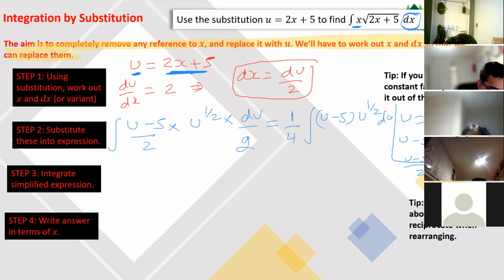Okay, Aryan, what do you think we can do after this step once we're done? Can we integrate u minus 5 bracket u to the power half? Can we integrate this one, Aryan, or no? What do we need to do?